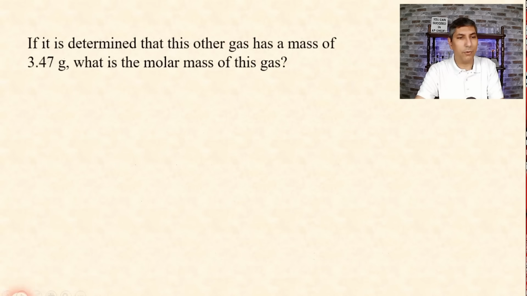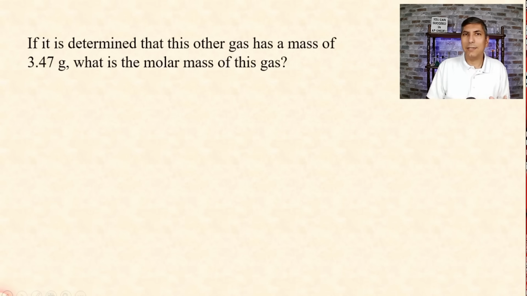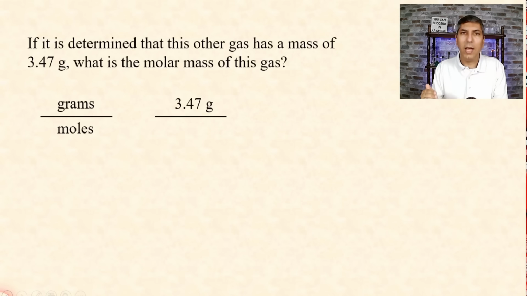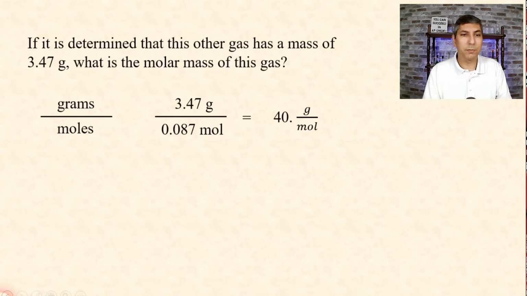Now, what if we go even a step further? What if we determine that the other gas that we just found the number of moles of has a mass of 3.47 grams? What's the molar mass of that gas? Remember, molar mass is in units of grams per mole, so grams per mole implies grams divided by moles. We take the number of grams, which is 3.47 grams, and divide by the number of moles, which we just said was 0.087 moles. When you divide that out on your calculator, you find that the answer is very close to 40 grams per mole.